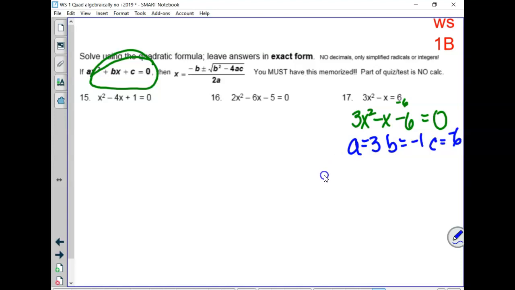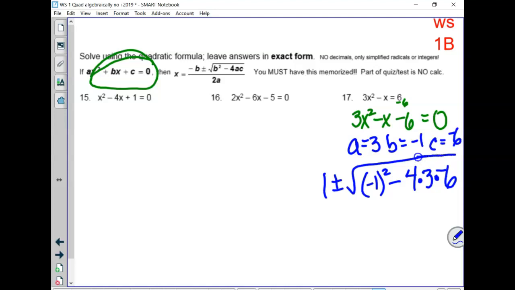Opposite of B would be 1 plus or minus the square root of -1 quantity squared, which is going to become 1, minus, and then there's a 4 that's part of the formula, times A, which is 3, times C, which is -6. Now, are we going to get a negative number? Yeah. Over 2A, which is 2 times 3.